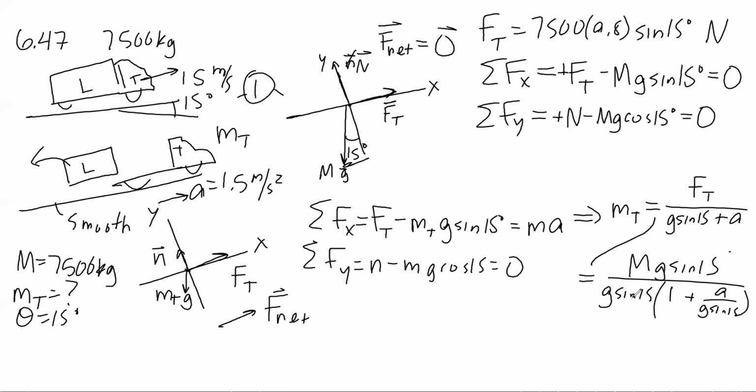Yeah, so that can cancel that, and you get a more elegant answer of m over parentheses 1 plus a over g sine 15. I'm not sure how helpful that is, but that is technically the answer in terms of everything that you were given. All right, this looks pretty good. Any questions or comments on this problem?